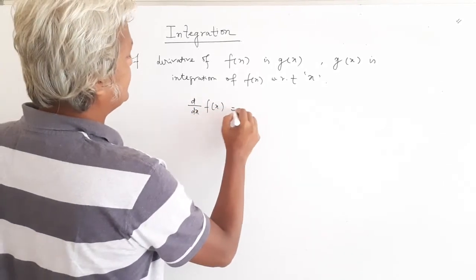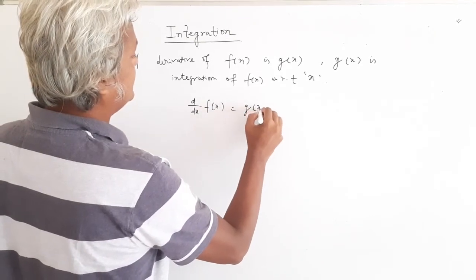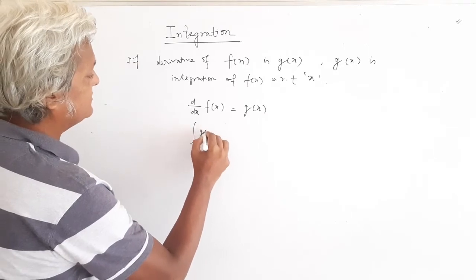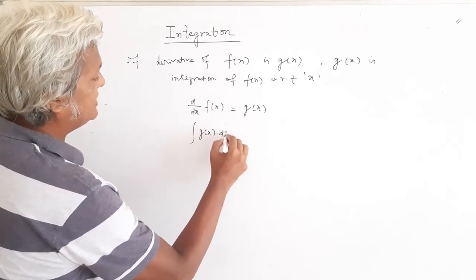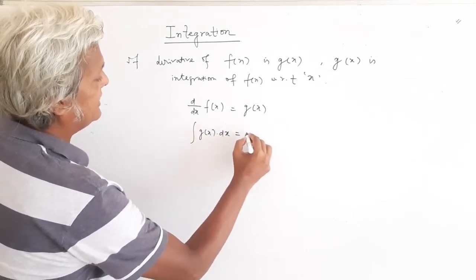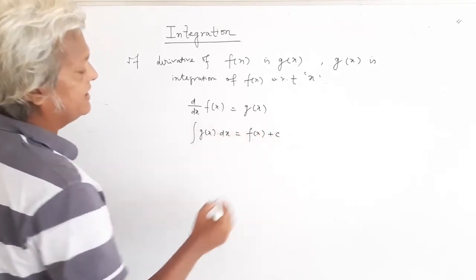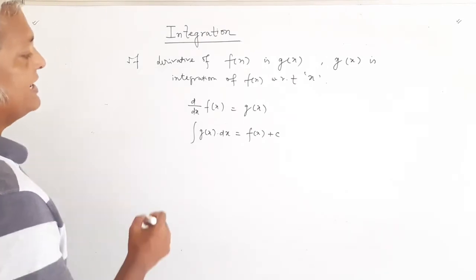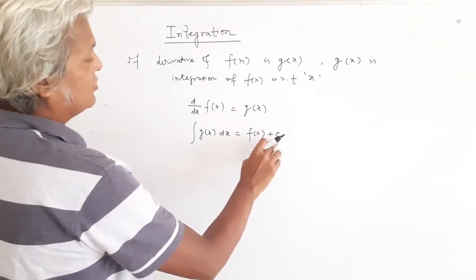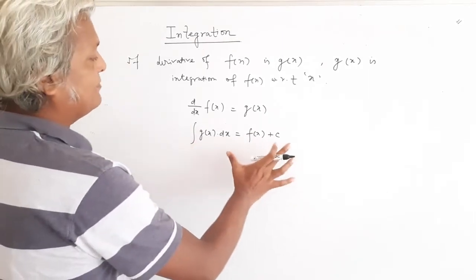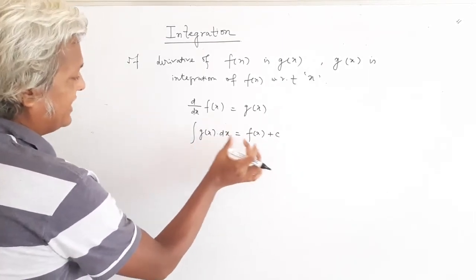In a simple way, you can say that if d by dx, the differentiation of f(x) with respect to x, is g(x), then the integration of g(x) with respect to dx is f(x) plus c, which is called the constant of integration.